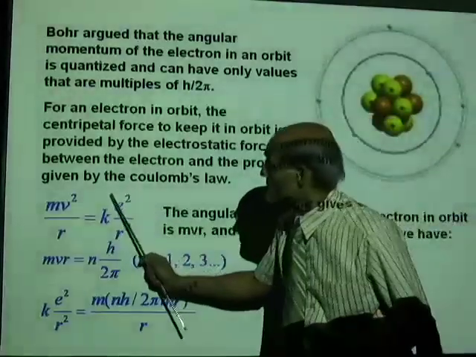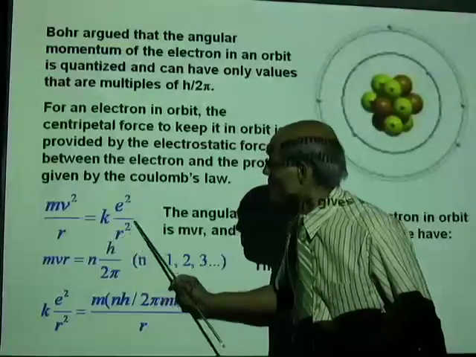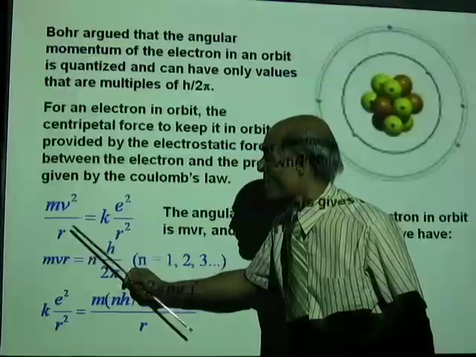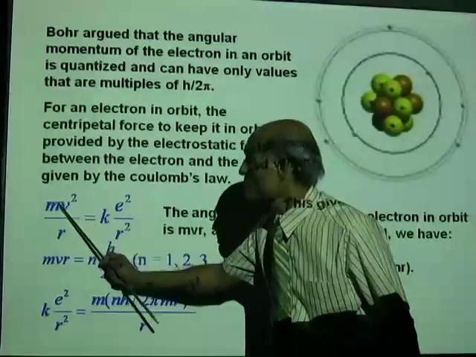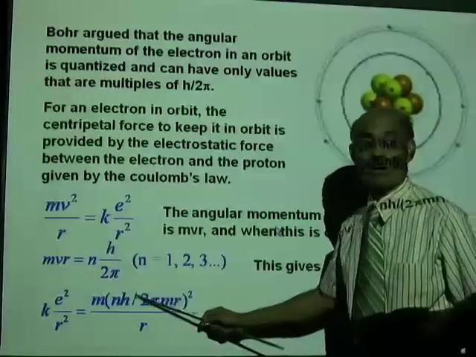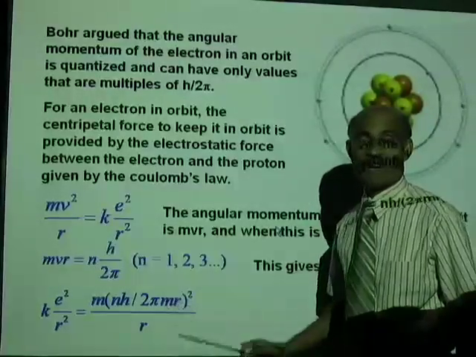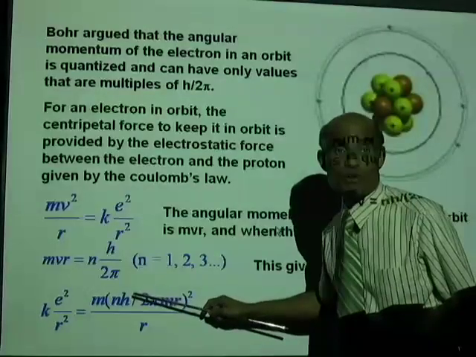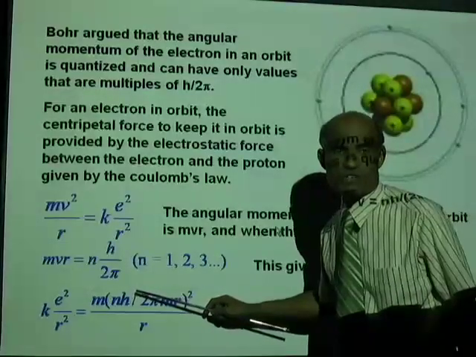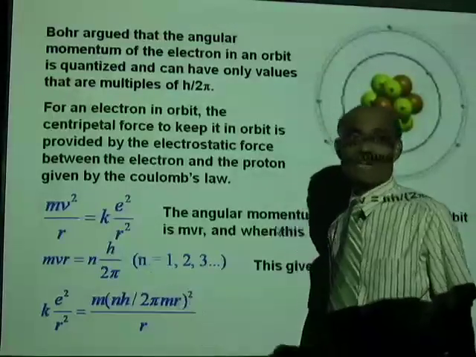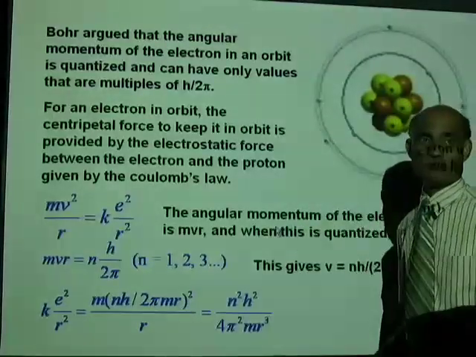Therefore, if you now come here, k e squared over r squared is m v squared over r, and I'm going to replace v by this quantity, nh divided by 2 pi mr. And what does that give you? Now, you must work it out along with me. Don't just watch it, but take a pencil and paper and work it out. Simplify this and see what that gives you.